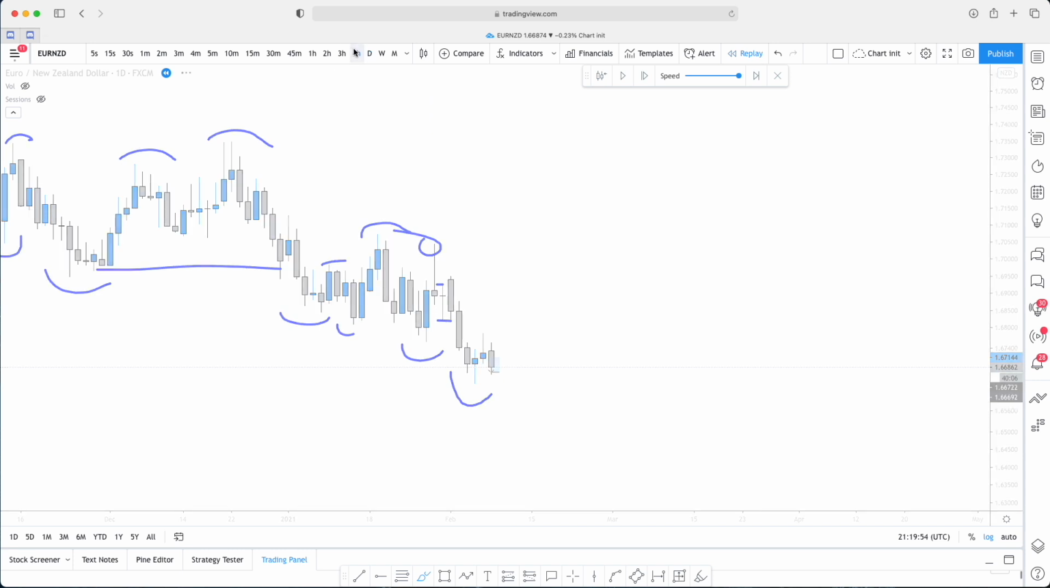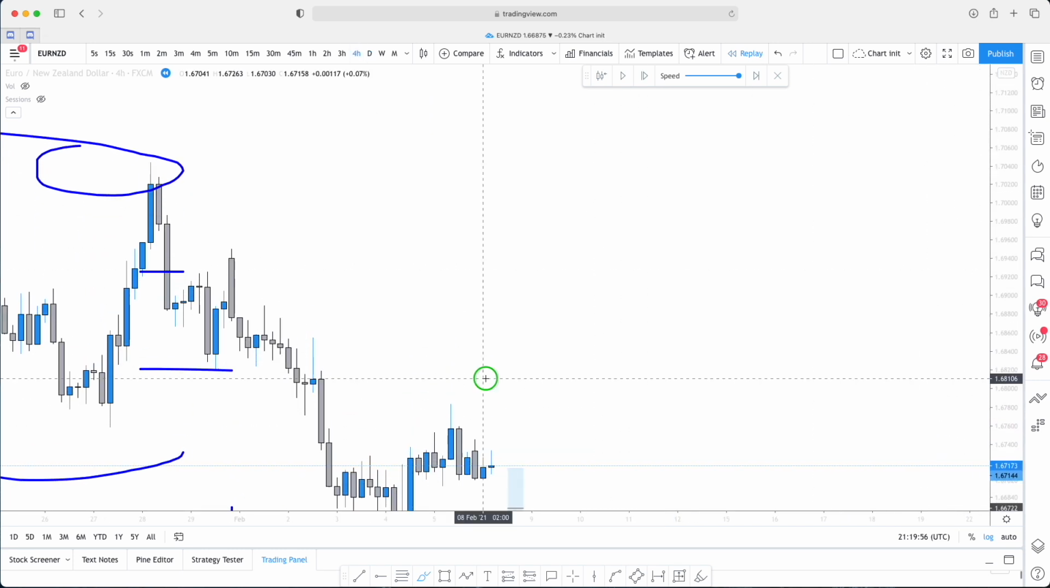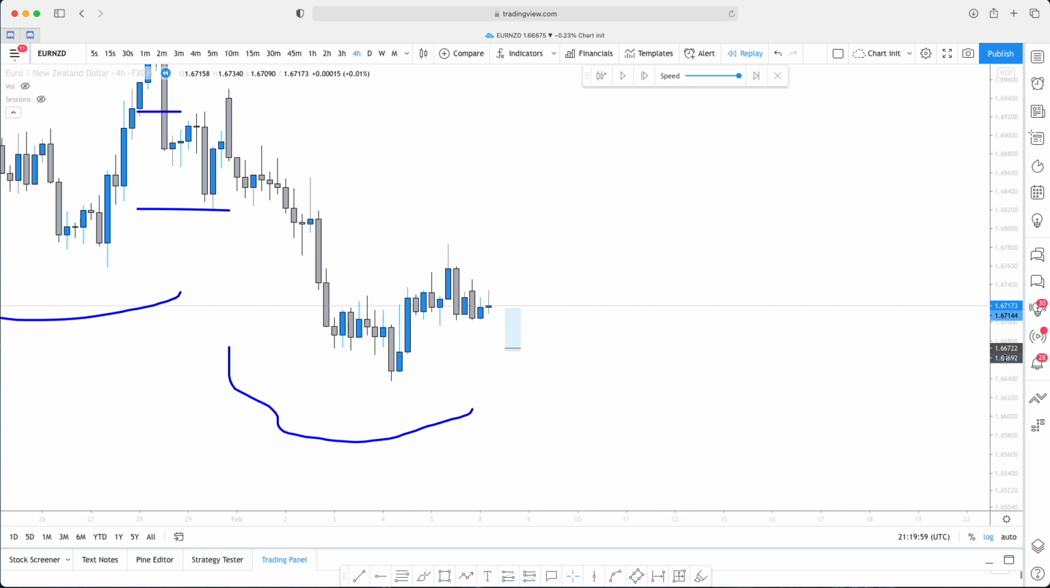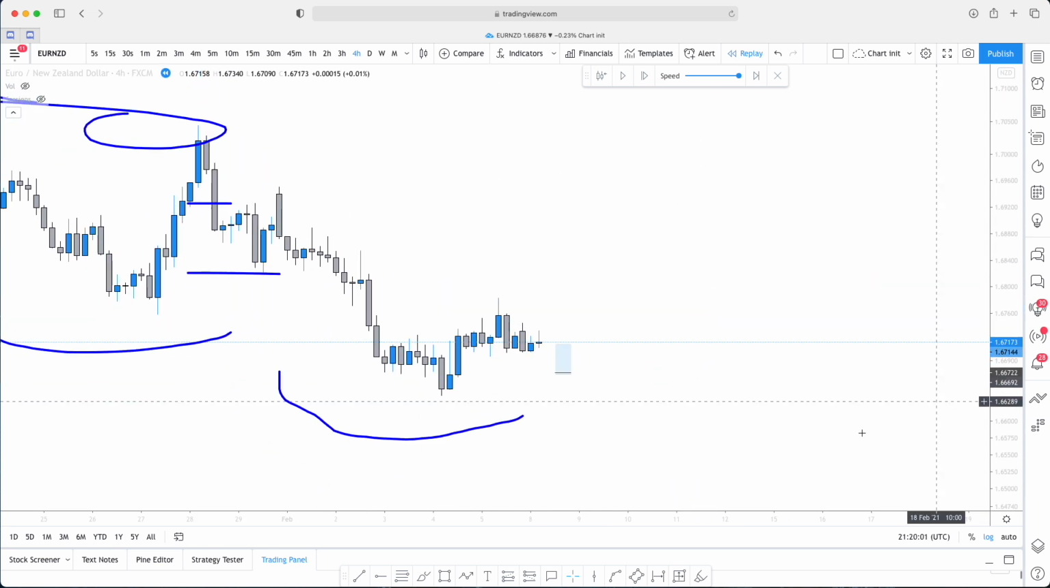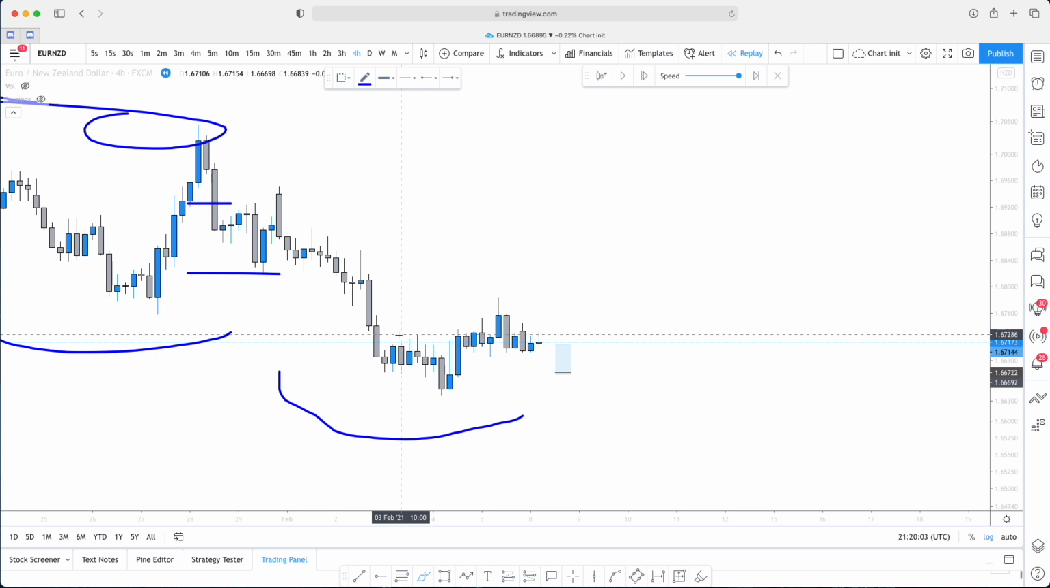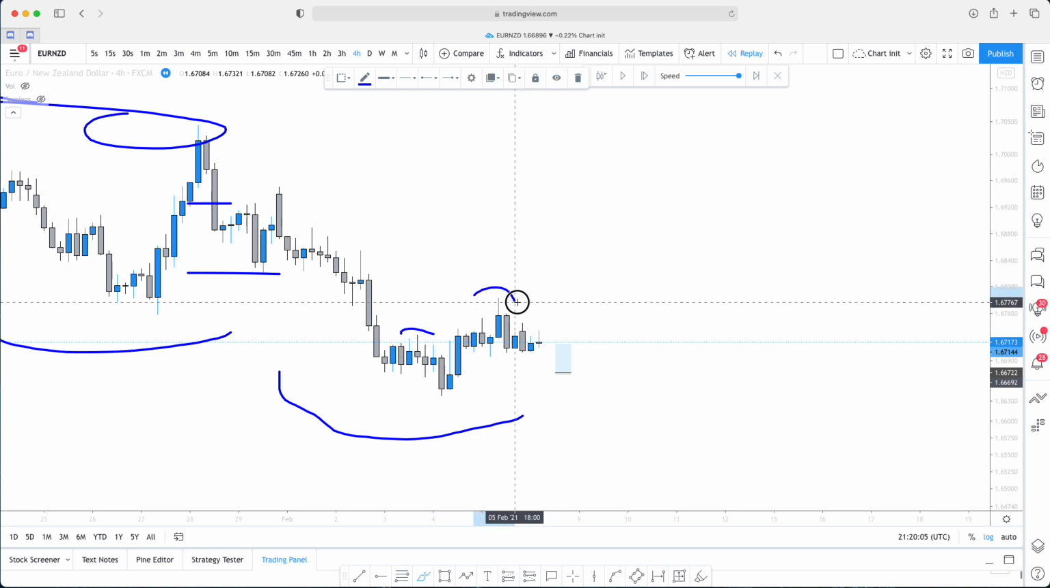So then we go down again. We go down to the 4 hour. So we look at where we are now at this point. So when I was looking at this pair, what's actually happened? We've just broken this structure here. We've broken to go bullish.